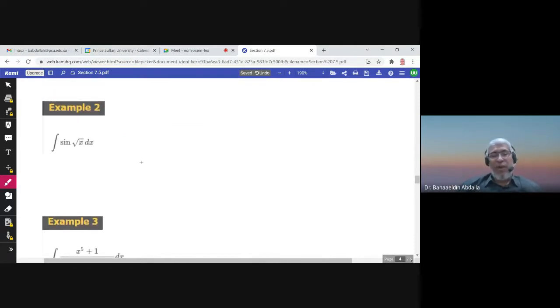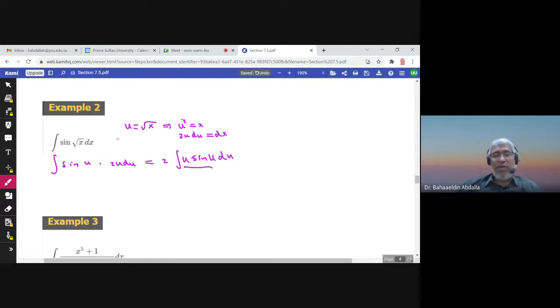Here, what can you do? Well, I have a root. I cannot find the integral of sine square root of x directly. So what can I do? If you take u equals square root of x, a rationalizing substitution, then u square would be x and 2u du would be dx. So I'll have sine square root of x is sine u and dx is 2u du. So I'll have 2 times integral u sine u du, and now I can use integration by parts.